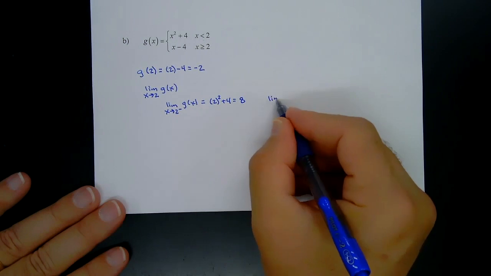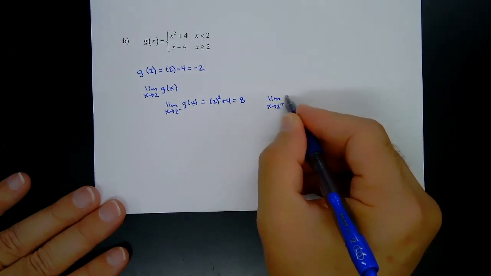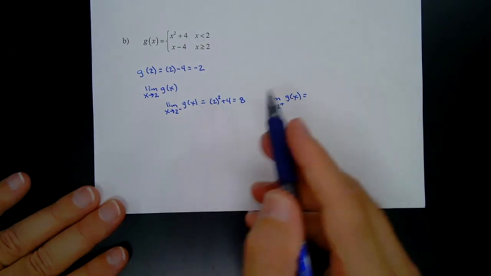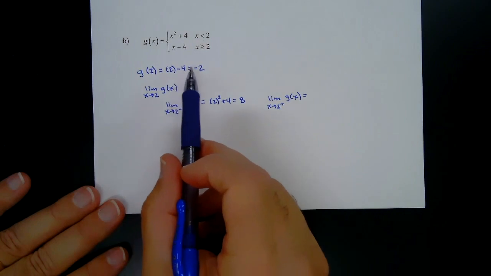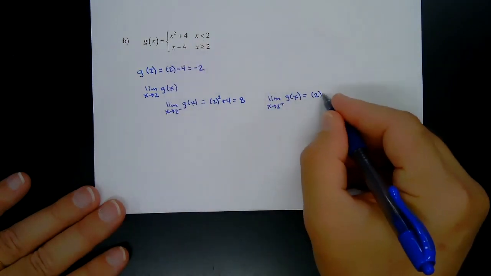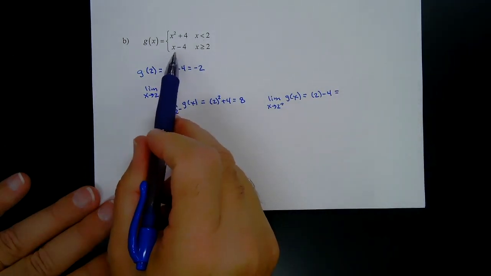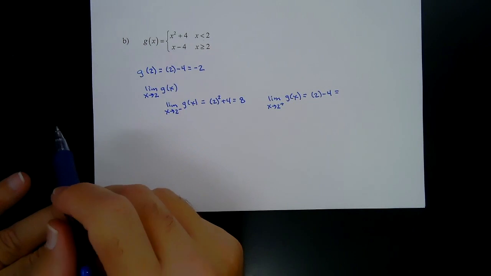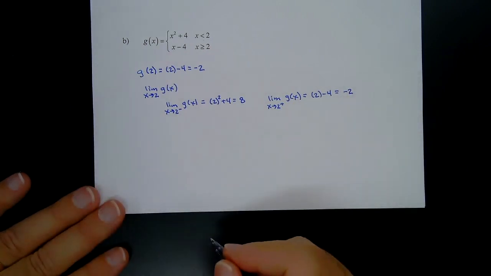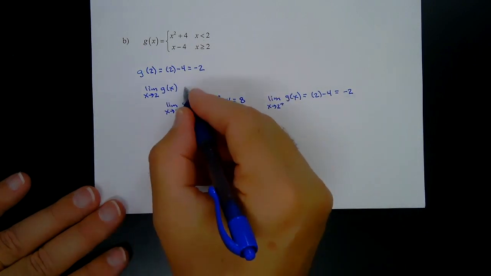And then we also need to do the limit as x approaches 2 from the right of g of x. From the right, that'd be this one, so we put in 2 minus 4. We could do a direct substitution, and it's because this is continuous that we can do the direct substitution, okay? And so 2 minus 4 is negative 2. Those are different, so that means this limit does not exist.